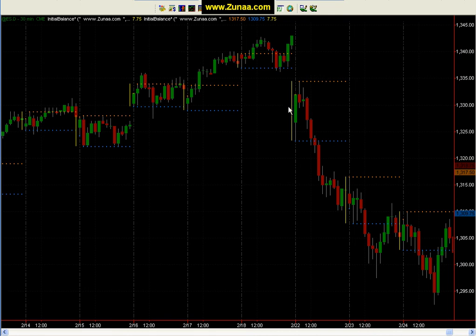With that as a context, you can grab a lot of information based off of just a simple indicator that pretty much tells you what the initial balance is, and then you can understand different types of price action that are high probability based on the context of initial balance.